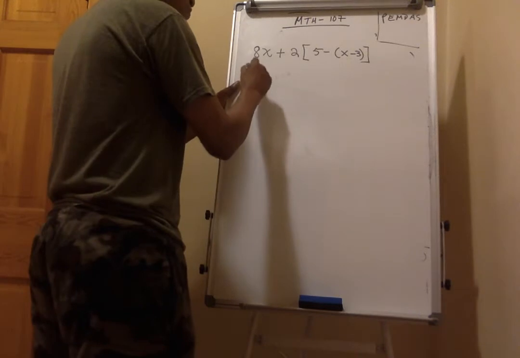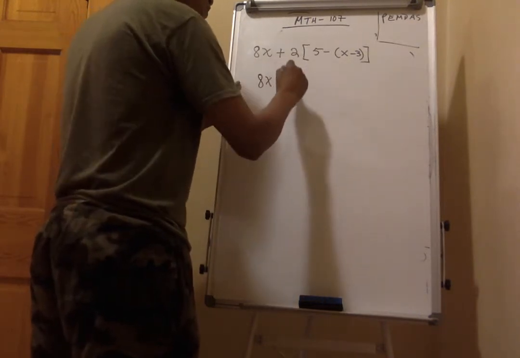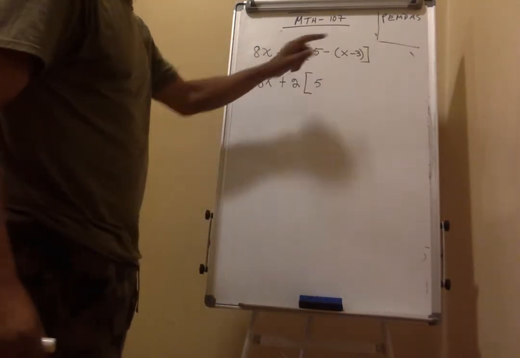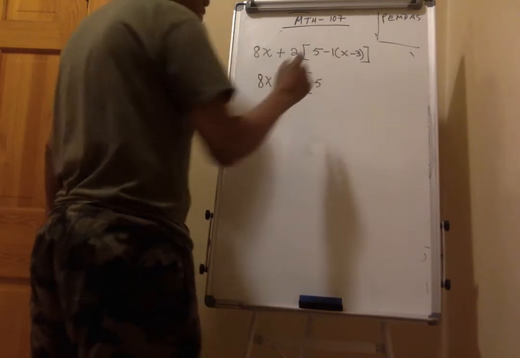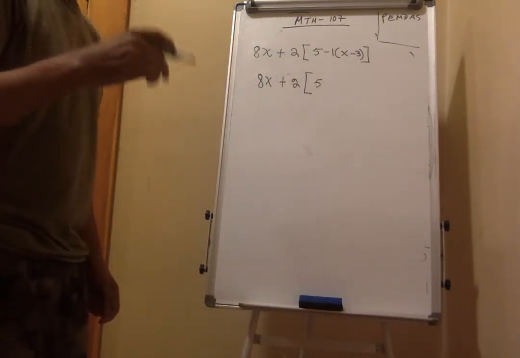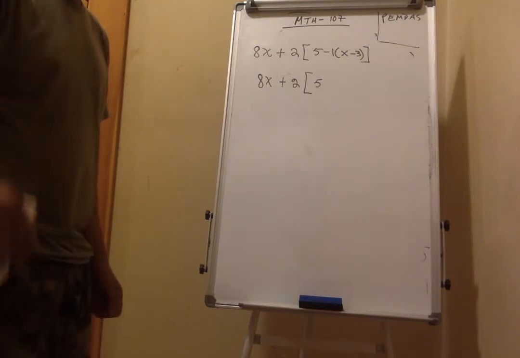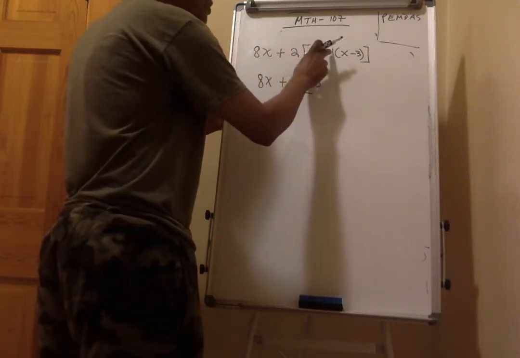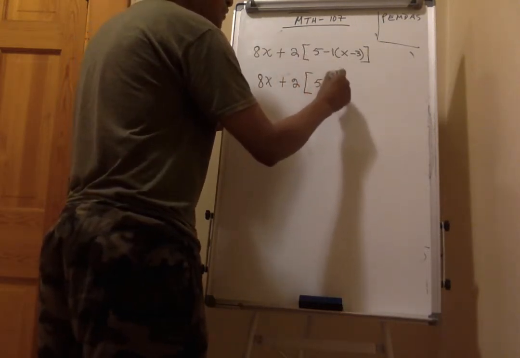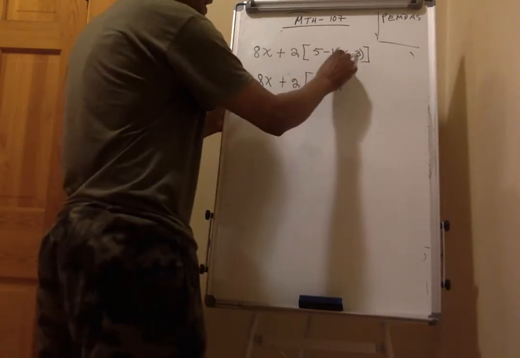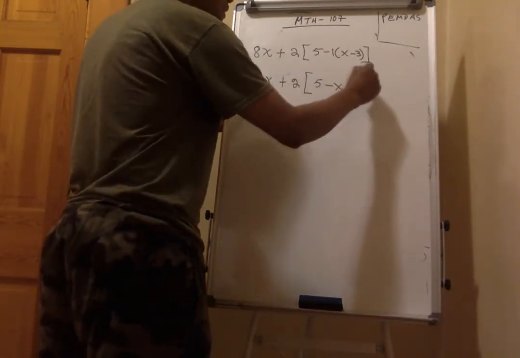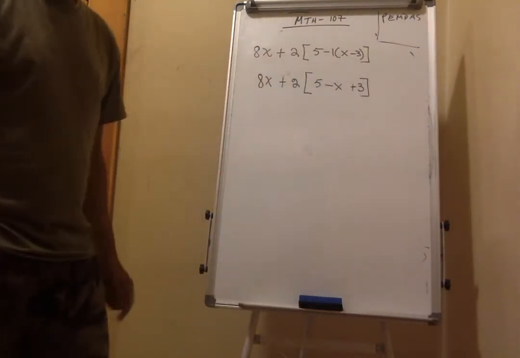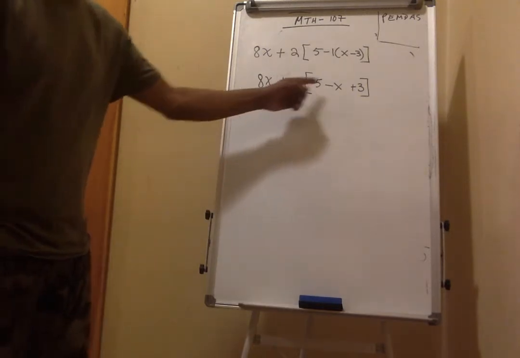So I'm going to rewrite without touching anything, 8x plus 2. I'm going to write 5. Mind you, if you have a negative here, that means 1 is implicitly there. So 5 minus 1 times x minus 3. So I'm going to distribute. I'm not touching 5. I'm going to distribute. Minus 1 times x is minus x. Minus 1 times minus 3 is plus 3. So what I did is I got rid of the parenthesis that covers x minus 3. And now I only have the bracket.